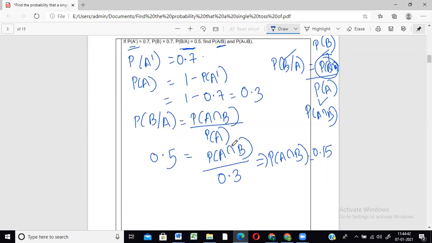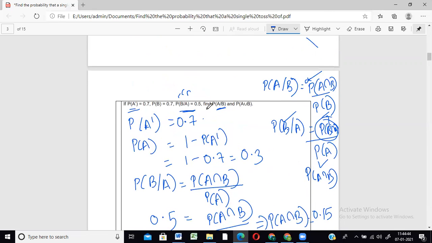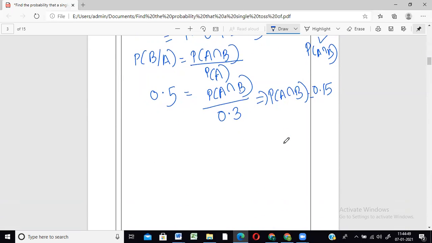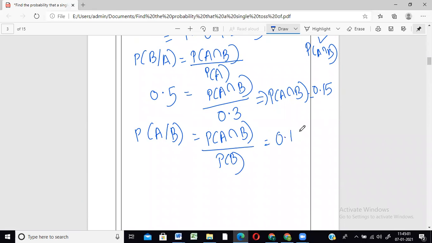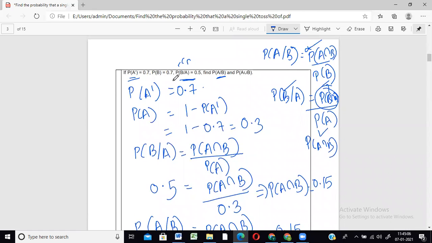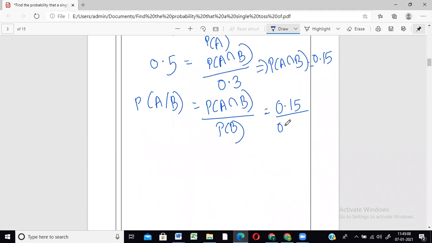Now, why did we find out A intersection B? Because we actually wanted to find A such that B. For that we needed probability of A intersection B. So we will write that. Now what we need is probability of A. This was the formula, which is equal to 0.15 divided by probability of B, which is 0.7. Now I have to divide this. When you divide it, you will get the answer as 3 by 14.